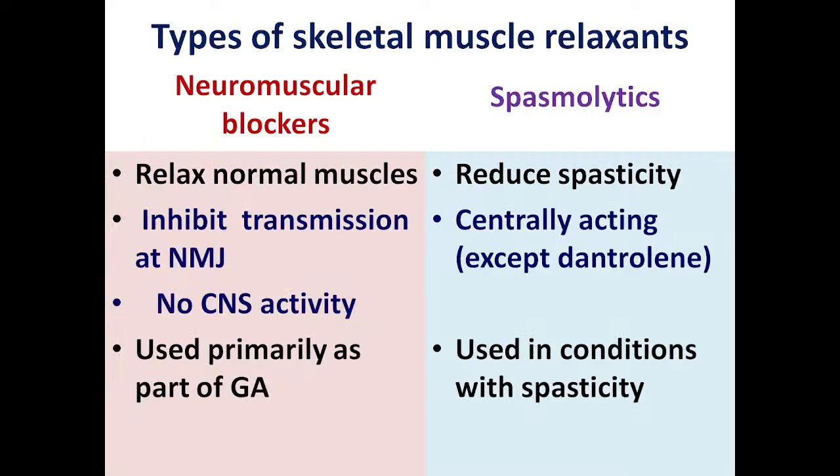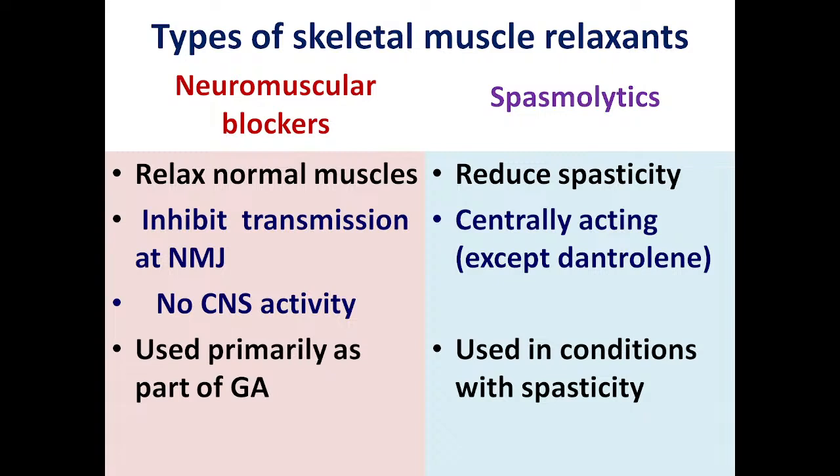So this I've already said. Now what is the difference between the two? We've already seen the neuromuscular blockers act at the neuromuscular junction. They relax normal muscles. They are used mostly during general anesthesia for skeletal muscle relaxation, while the spasmolytics usually act centrally, so they have CNS effects, but one of the spasmolytics, that is dantrolene, does not act centrally.